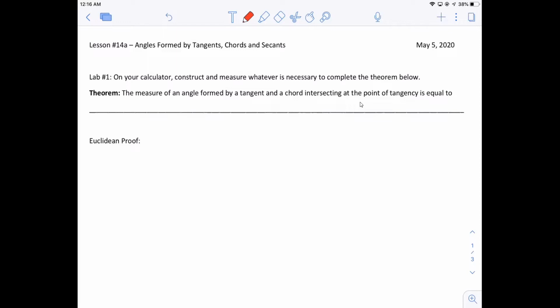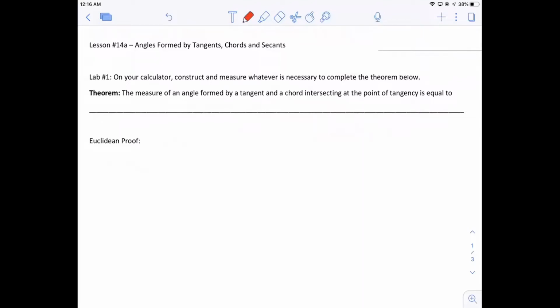So for this first lab, just read the theorem and see if you can construct what you think you need to construct on your calculator to complete the theorem. All right, this one's actually a little hard because I'm not giving you directions, but just see what you can do. We've done a bunch of these already. So go ahead and pause the video, get out your calculators, and try to see what you can get done here.